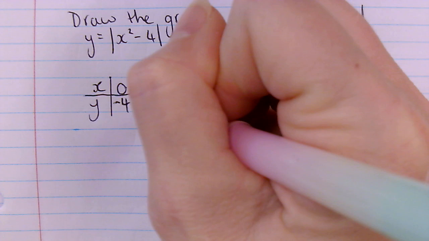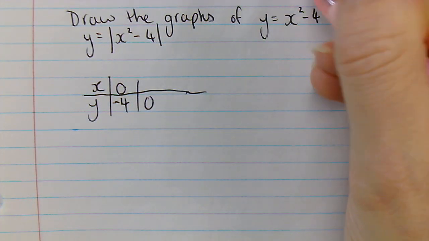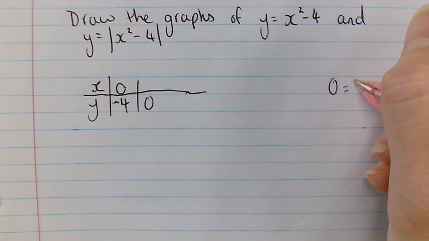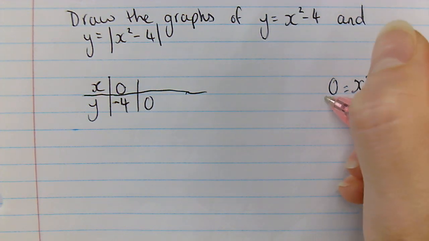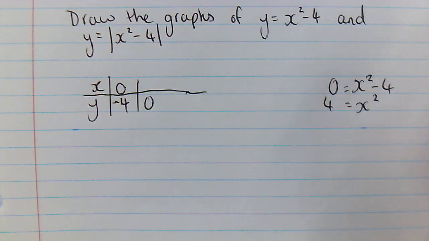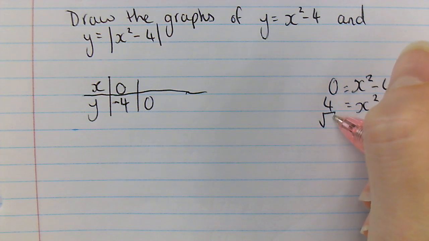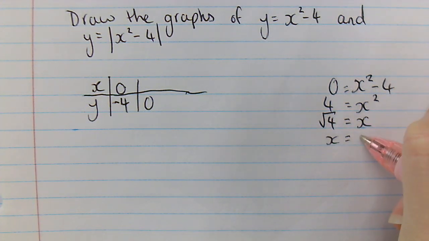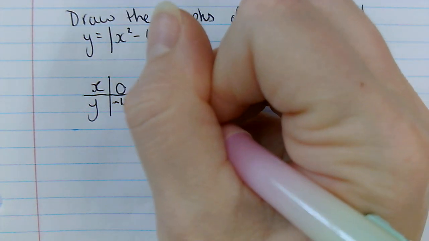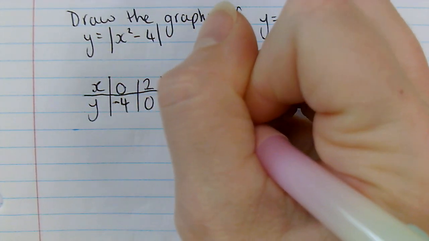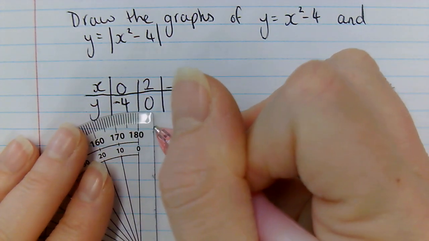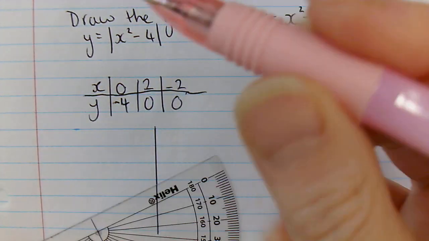Okay, so when y is 0, we bring the minus 4 over, so we'd have 4 equals x squared. Then we could square root 4 to give us x. So x is going to be plus or minus 2. So when x is 2, y will be 0, and when x is minus 2, y will be 0. That's enough information for us to be able to draw our sketch.